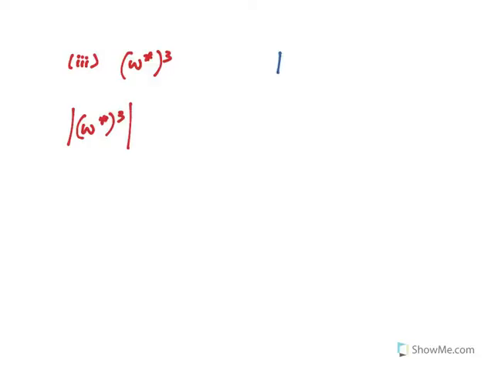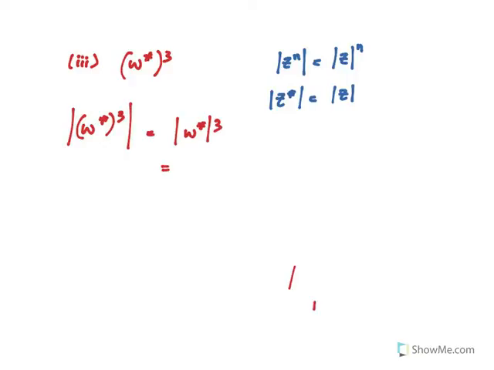If we want to find the mod of Z to the n, this is the same as finding mod of Z to the power of n. Also, if you want to find the mod of Z asterisk, this is the same as finding the mod of Z. So if they write mod of W asterisk to the power of 3, this is the same as finding mod W to the power of 3. What's mod W to the power of 3?